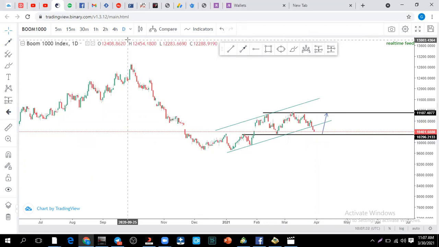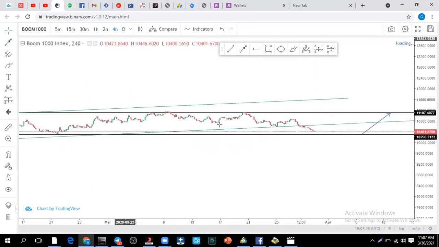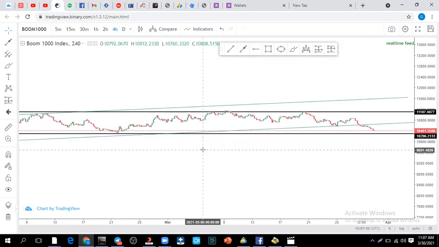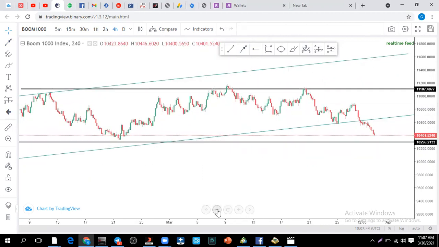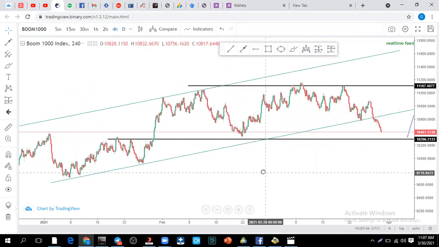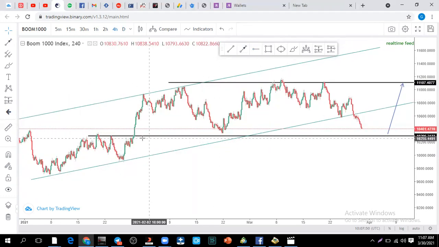I will now move to the 4-hour time frame to get my structures, and then we analyze the market deeply. Okay, so here on the 4-hour time frame, this is the 4-hour chart. You can see that that level is a key psychological level for us, which we'll be paying attention to.